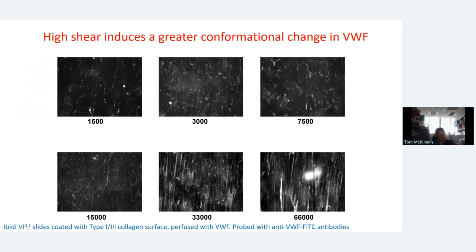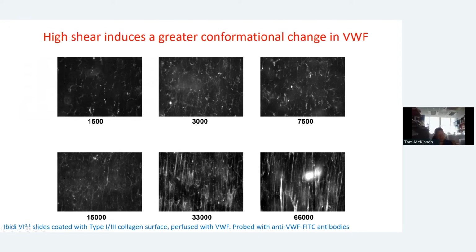So 1500 per second, in this assay, we've just taken a collagen surface. It's been perfused solely with VWF. So there's no platelets, there's no red blood cells. And then we've gone back and we've probed the protein with anti-VWF FITC antibodies. So at 1500 per second, the collagen surface is decorated with VWF.